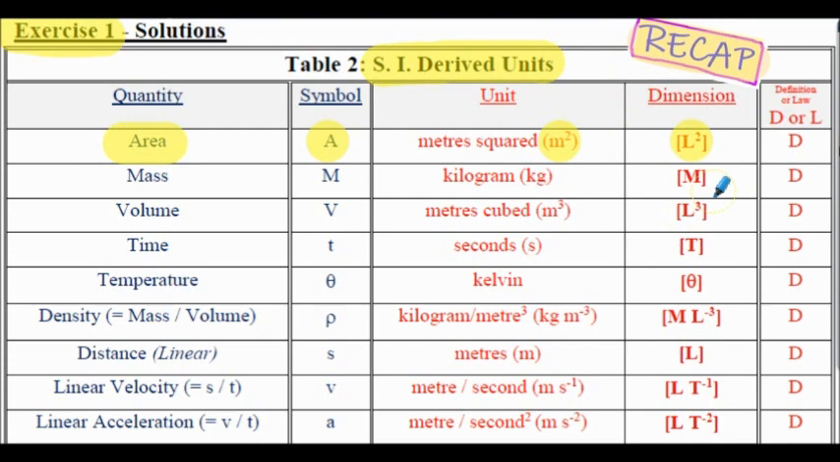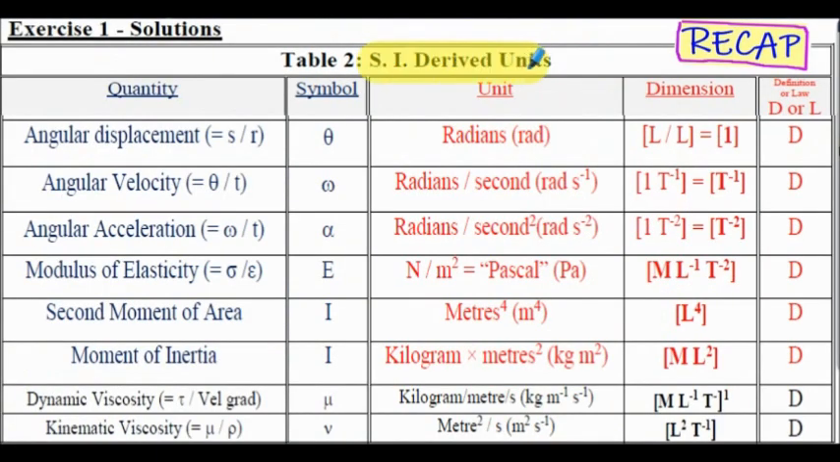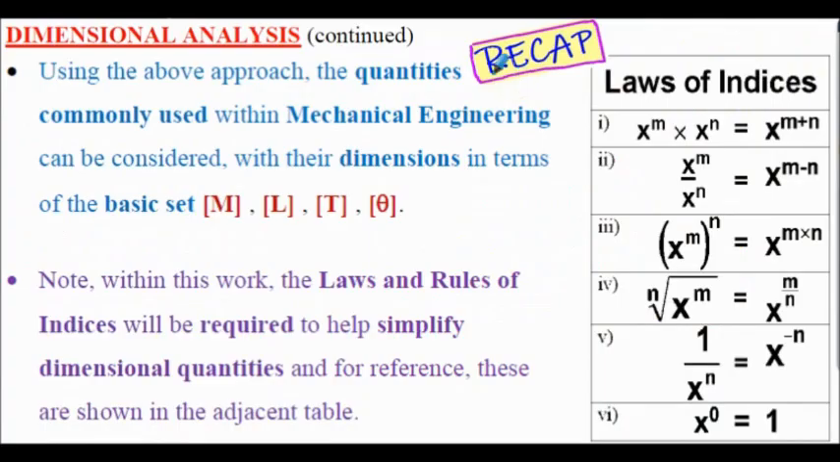This slide shows the first part of table 2. Here's table 2 continued. Further quantities, units and dimensions. The final part of table 2, again showing further derived units. The recap slide here, highlighting the main dimensions we'll be using of mass, length, time and theta for temperature.